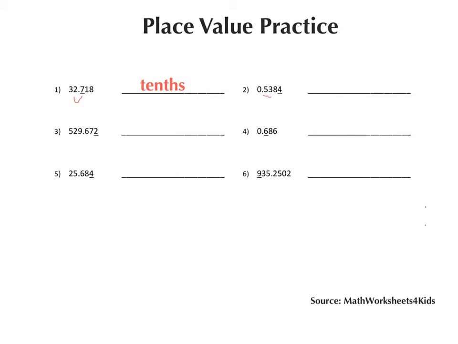Number 2 is 1, 2, 3, 4 away from the ones place, which would put it in the 10,000ths place. On number 3, we are 1, 2, 3 places away from the ones place, which would mean we are in the thousandths place. Number 4, we are 1 away from the ones place, which would mean we're also once again in the tenths place. Number 5 is similar to number 3. We are 1, 2, 3 away from the ones place, so that would be the thousandths place.